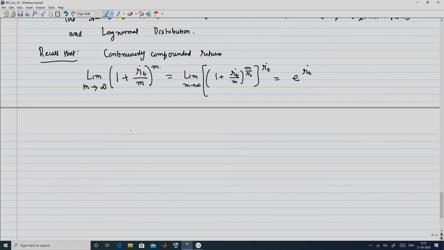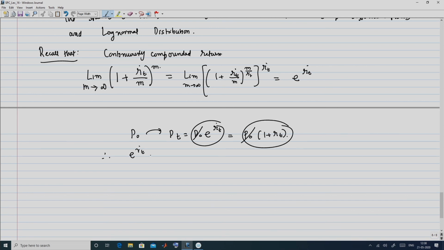Now, let us see this in context. This means that if you start off with an amount P naught, then you will get P t equal to P naught into e raised to R t dot. But the return is also given by a rate R t, so that P t becomes P naught into 1 plus R t. Equating these two terms and cancelling P naught, we get e raised to R t dot is equal to 1 plus R t. And here R t is the holding period return.